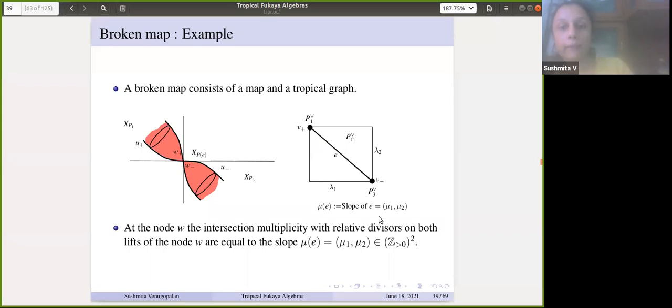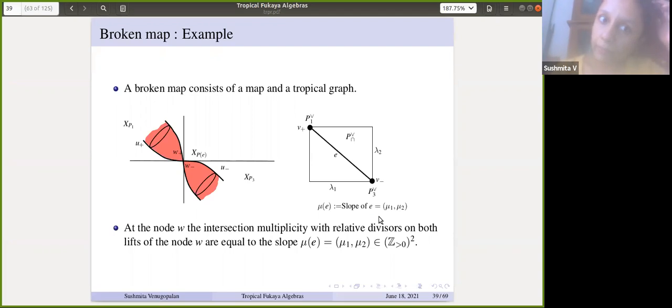So basically the tropical graph has all the information about the intersection multiplicities. And so we can't just have a random set of components with whatever intersection multiplicities as a broken map. We should be able to embed that graph with those intersection multiplicities in the dual complex. So that kind of cuts down what a broken map can possibly be. And the reason is that intersection multiplicities are integers, so these slopes necessarily have to be rational.